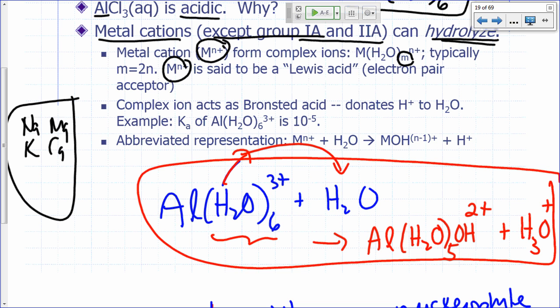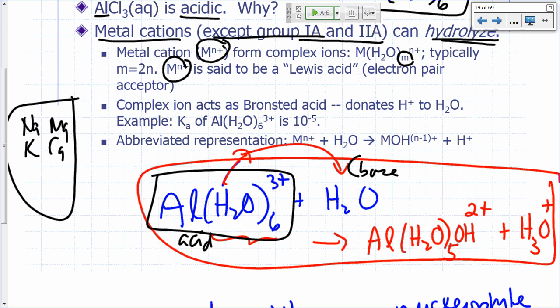So in this reaction, what's the Bronsted acid? This whole ion right here is your Bronsted acid. In the definition of acids and bases according to Bronsted-Lowry, your hexa-aquo-aluminum complex, that's what it's called, hexa means 6, is a proton donor. So this is your acid. And what's your base? The water is the proton acceptor, so that's your base. And so you end up with aluminum with 5 H2Os attached to it and an OH attached to it with a charge of 2+.